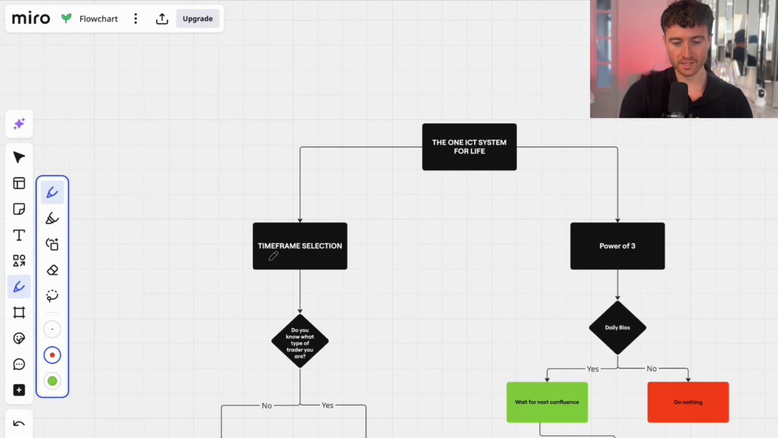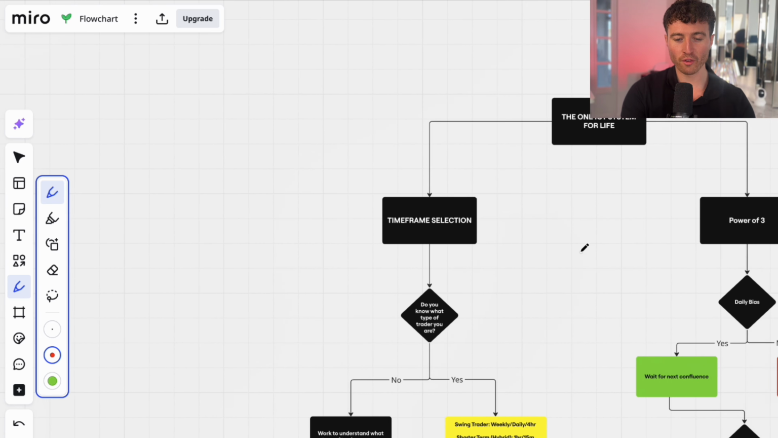Well, in this video, I'm going to cover the one ICT trading strategy for life, and I've broken it down into a simple, easy to follow framework where everything is systematic and everything is defined. I've broken the system down into two steps. Step number one is time frame selection, and step number two is the power of three.